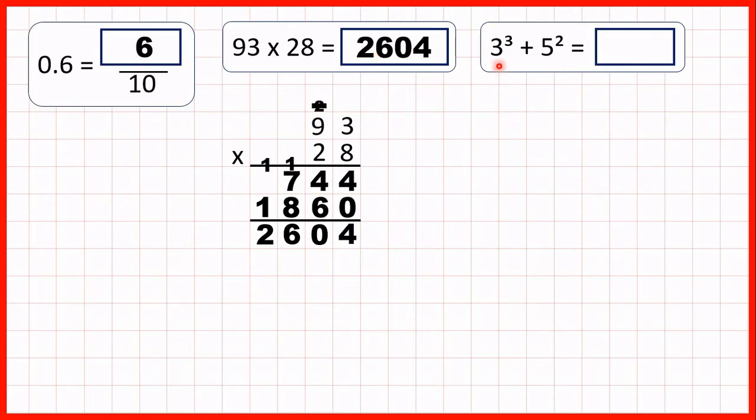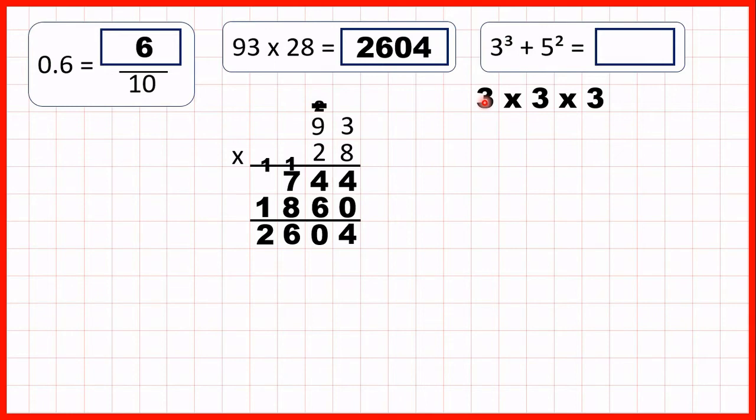Now we have a 3 and a little 3, which we read as 3 cubed, and we're adding 5 and a little 2, which we read as 5 squared. So we have 3 cubed plus 5 squared. Now this cubed symbol means multiply the number by itself and then multiply it by itself again. So 3 cubed means 3 times 3 times 3. 4 cubed would be 4 times 4 times 4.